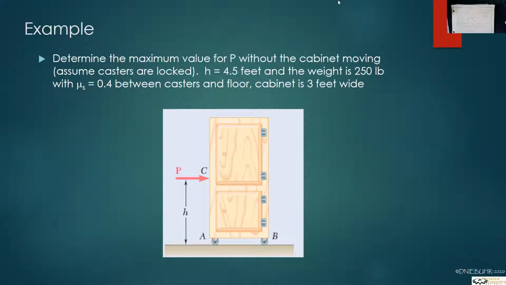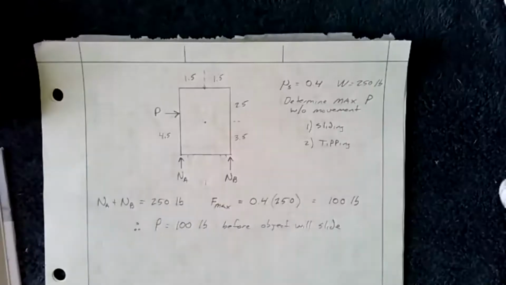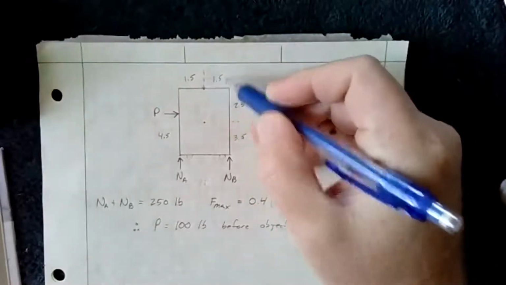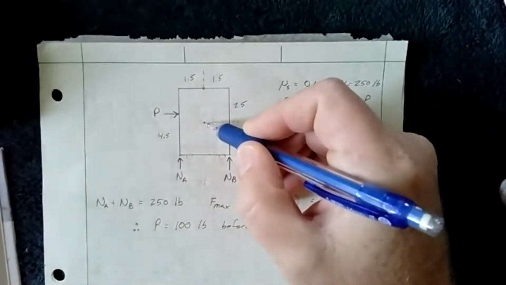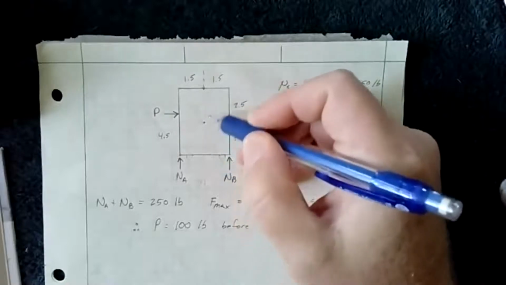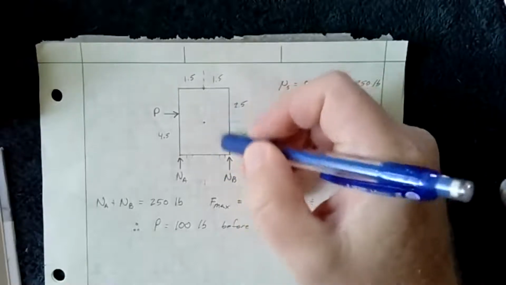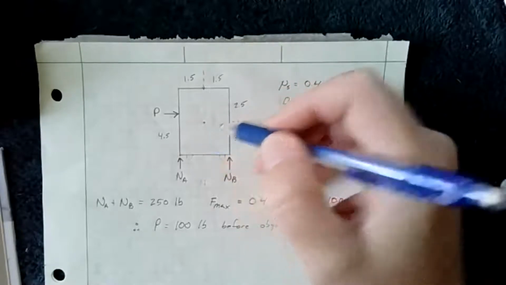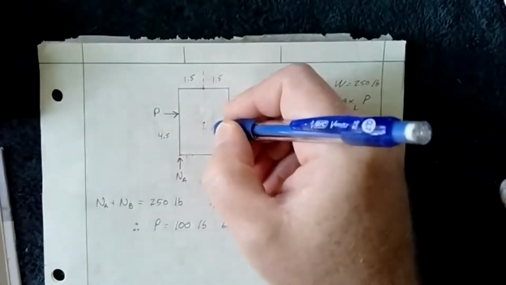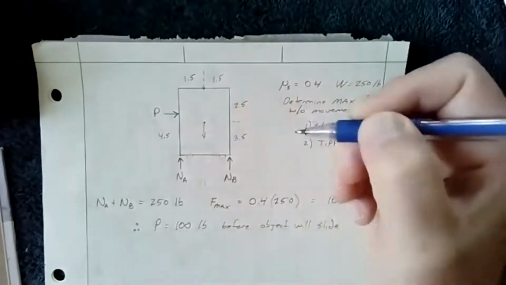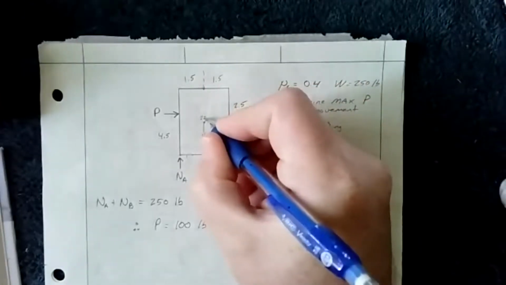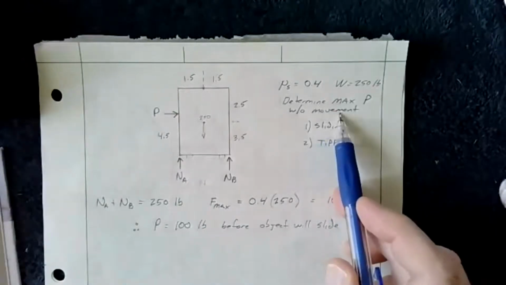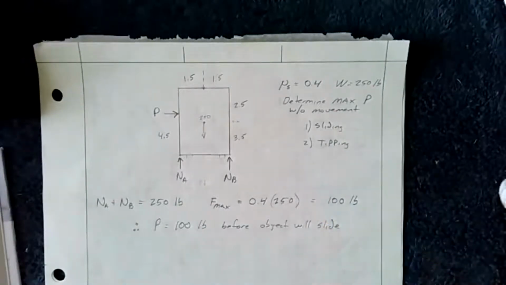All right, so here's our cabinet. And so we have 1.5, those are feet, because we know the center of gravity is somewhere right here. Now, the vertical component of the center of gravity, or where it physically is, isn't really relevant here. We want to know more where it is in terms of the x direction. And that's because this vector goes infinitely in this direction. So there's our 250. Now, we want to determine the maximum amount of P without movement, either sliding or tipping.